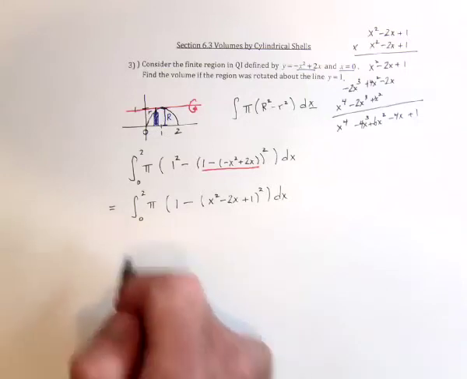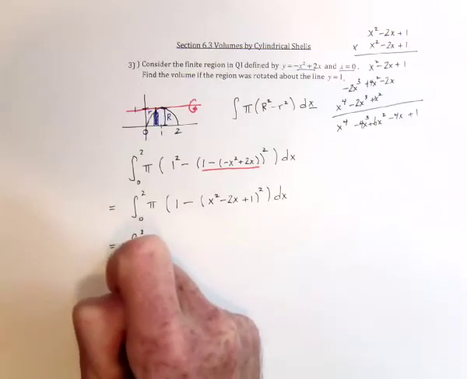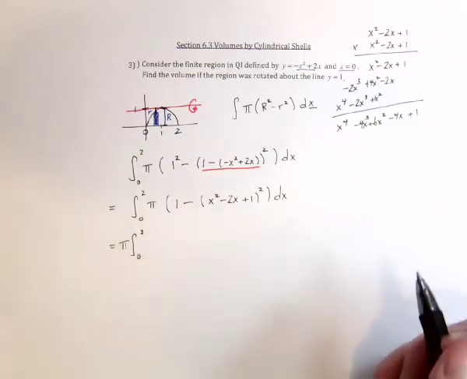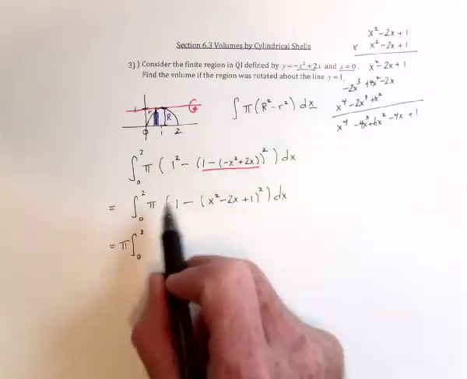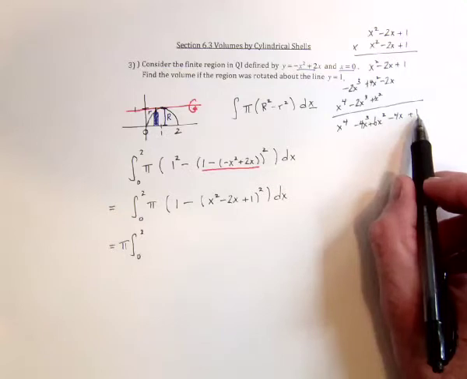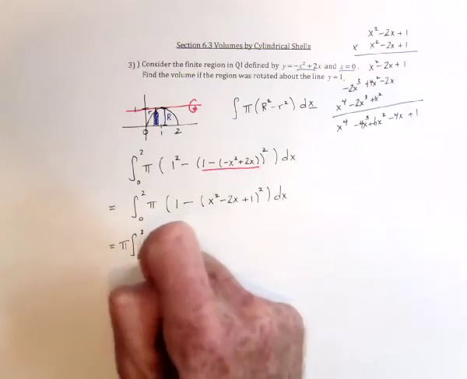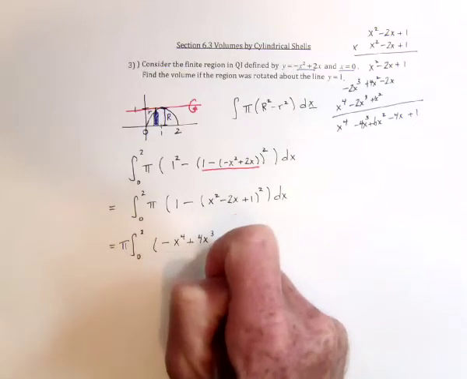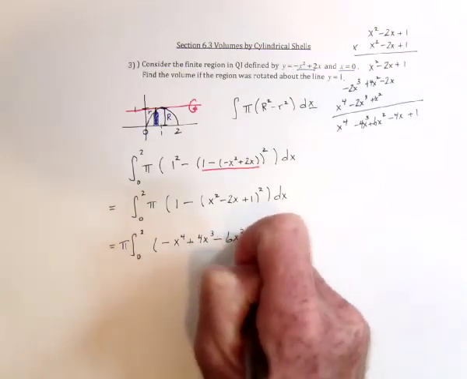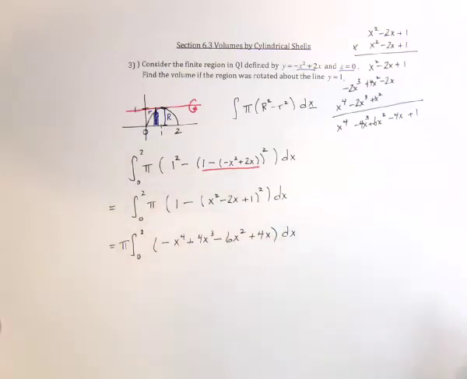Okay, then it's 1 minus that. So the pi, I'm just going to factor that out of the way. So it's 1 minus all of this stuff. Well, when we get to the 1 minus the 1, they're going to cancel. Otherwise, this is just going to change all of those signs. So we're integrating negative x to the 4th, positive 4x to the 3, negative 6x squared, and positive 4x. Wow, now we finally get to do some calculus.